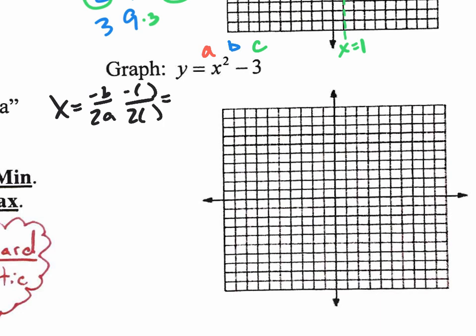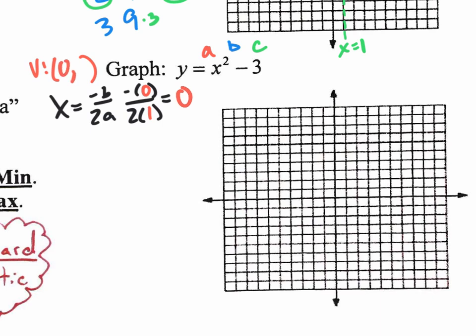Now, this is how we get the X value of our vertex. Okay, so when I plug in the B value of 0 and the A value of 1, it's really easy because 0, doesn't matter if it's positive or negative, divided by any number. What's 0 divided by any number? 0. Still 0. Okay? So that's my vertex X value. How do I get my Y value?